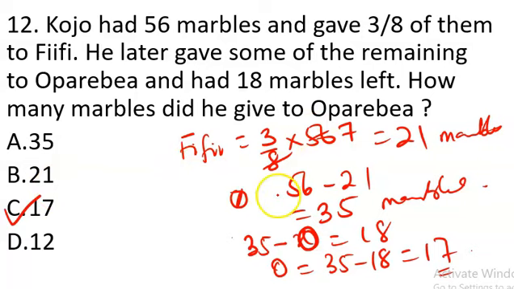So let me review the whole solution. Kojo had 56 marbles. He gave 3/8 of them to Fifi. So what he gave to Fifi is 3 over 8 times 56, which is 21. You subtract it from the total marbles, and we had 35. And out of this 35, you gave some to Oparabia and still had 18. So 35 minus what he gave to Oparabia will be equal to 18. Make Oparabia the subject.